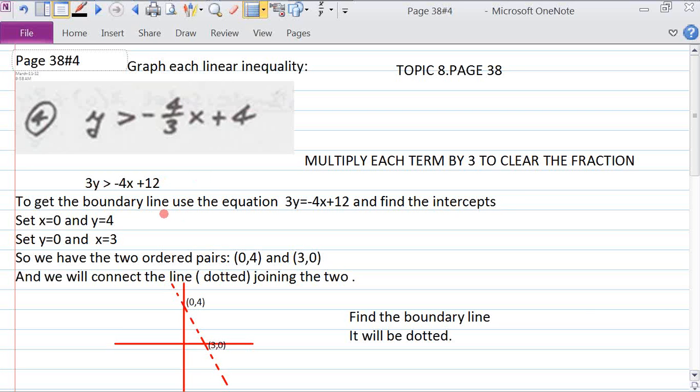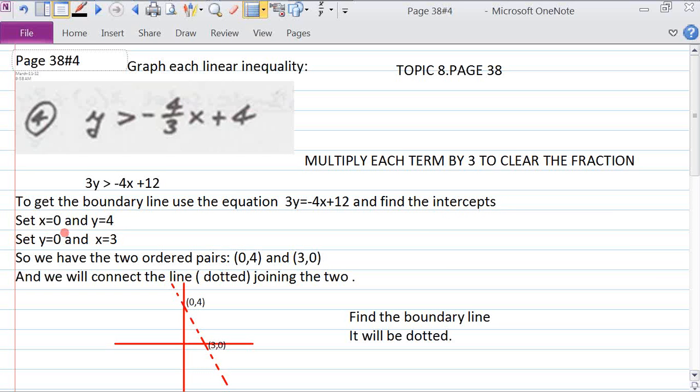Now, when we want to get the boundary line for this inequality, instead of using this greater than, we're just going to put an equal sign here. We just do it for the purposes of finding the boundary line. And in order to do that, we need to find the intercepts. The easiest way to do it is to find the intercepts.